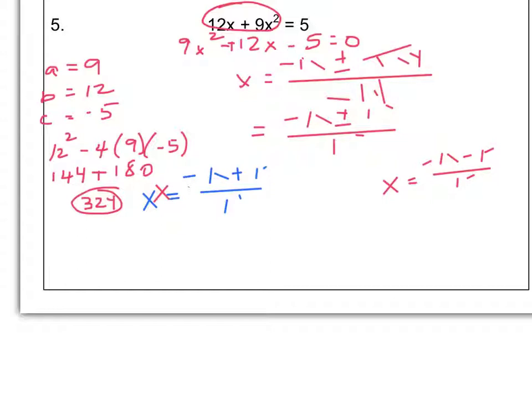Okay, so let's take a look at the one on the left. Negative 12 plus 18 is 6. And 6 divided by 18, if I simplify that, is 1/3. So I've got one answer right there. Okay. Second answer. Negative 12 minus 18 is negative 30. I'm going to rewrite this so it's a little bit easier to read for you. Negative 30 divided by 18.